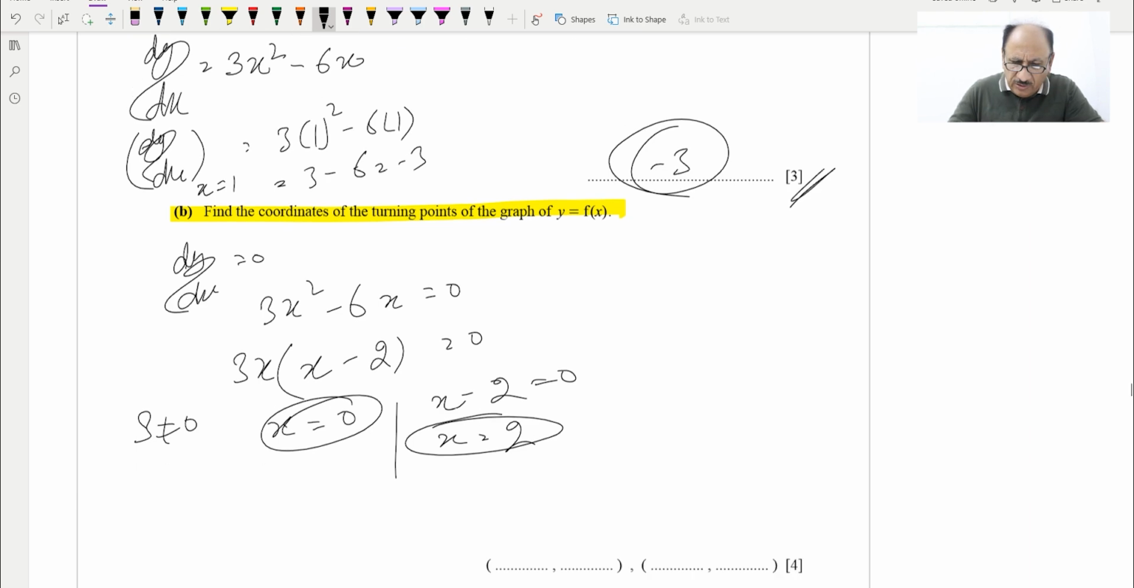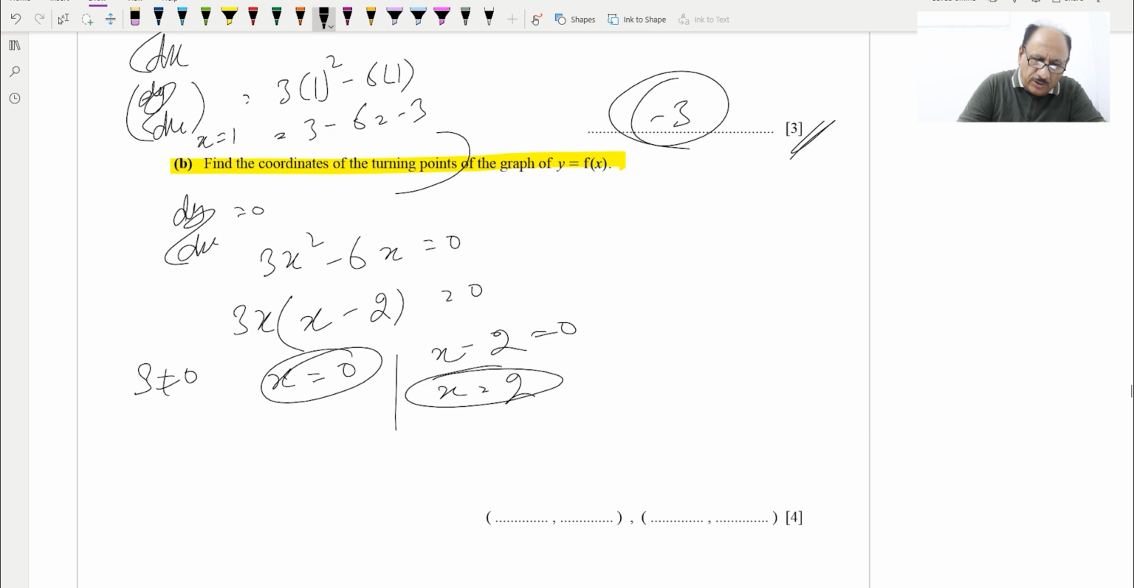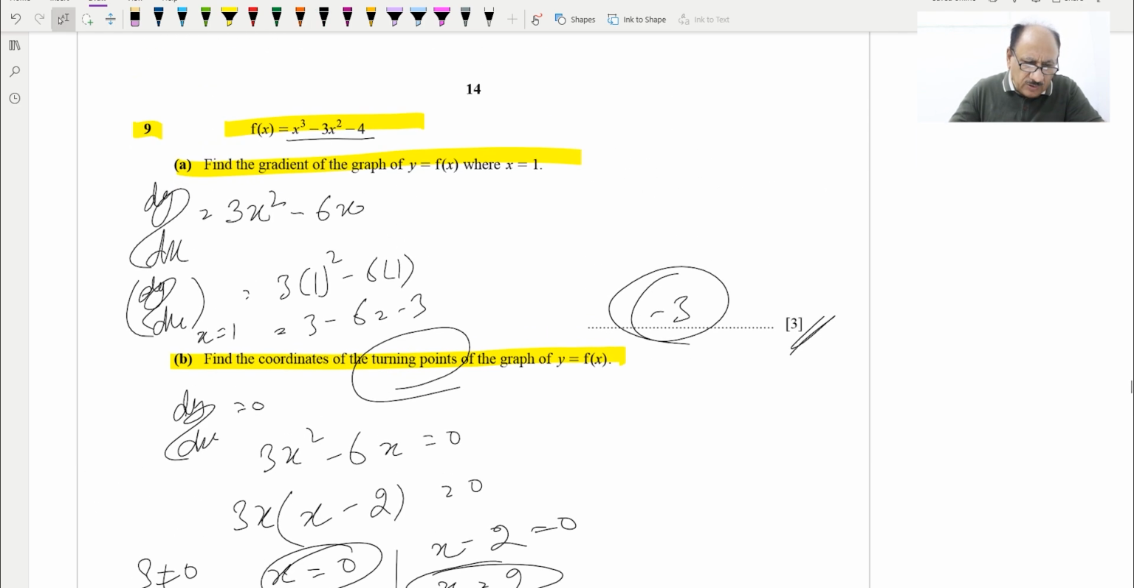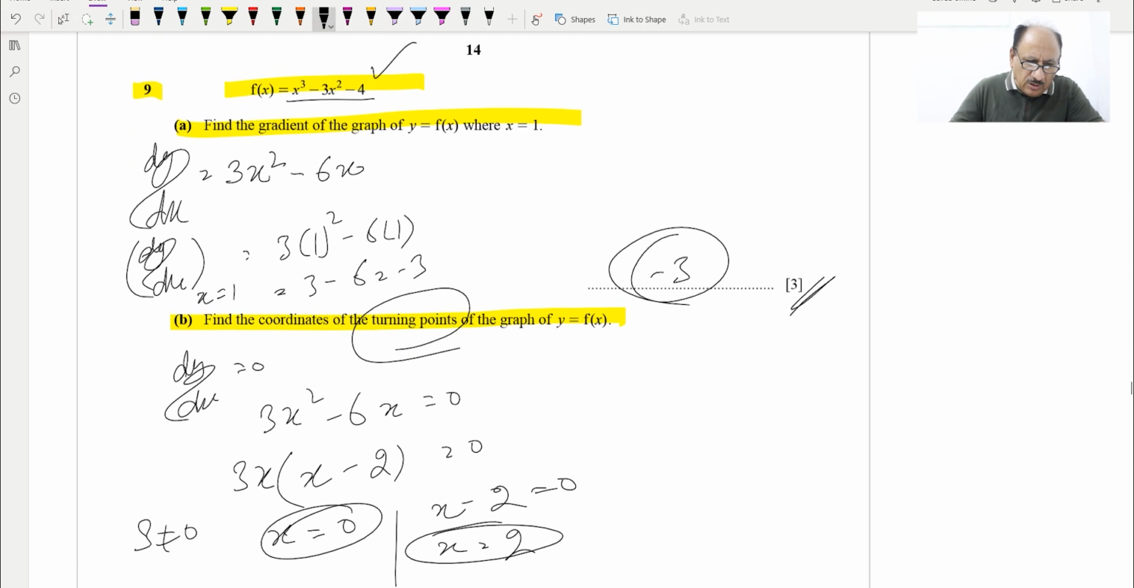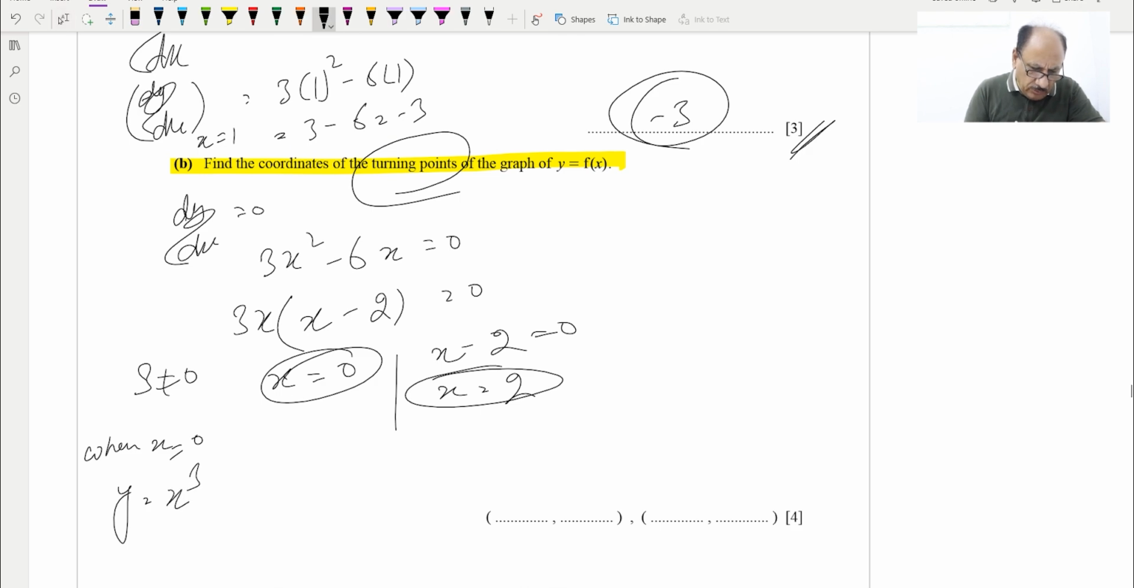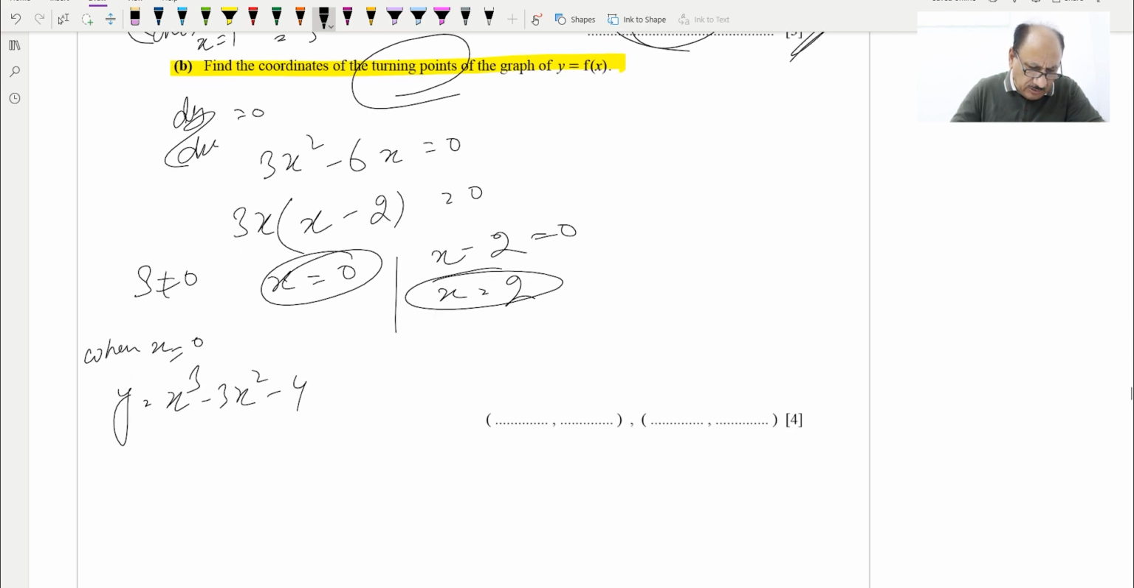Now we need the points, basically turning points. Coordinates of the turning points are required. So we'll repeat, when x is equal to 0, y will be equal to what? Y is f of x, so x cube minus 3x square minus 4. This is the equation which we have copied correctly, and we need to replace x is equal to 0. So 0 cube minus 3 into 0 square minus 4, so it will be minus 4. So our point will be 0 and minus 4, 1 point.